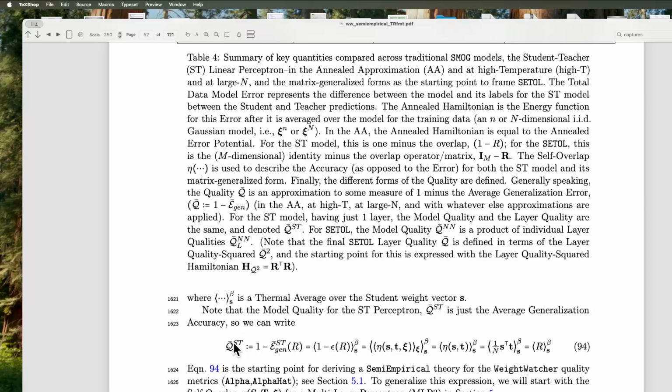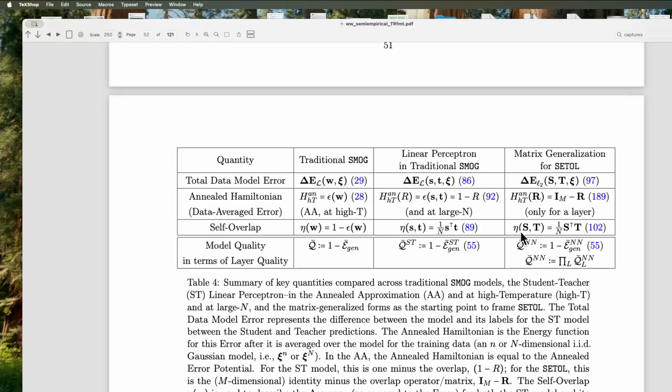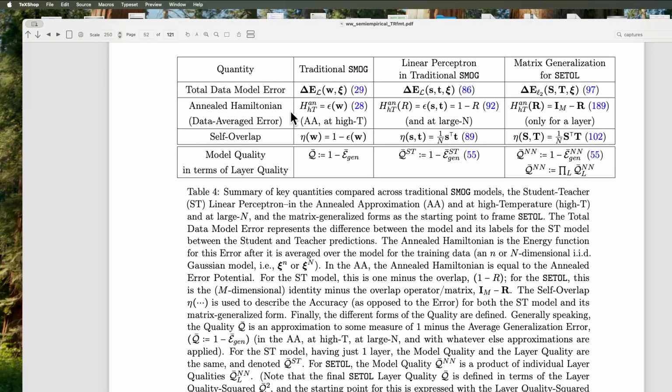And this is the key result. This is really the key result of this whole thing: I can estimate the quality or the accuracy of a layer of a perceptron simply by looking at how the model overlaps with all possible students which try to mimic it. And this is the core idea which is generalized in WeightWatcher. If I can write the quality of a student-teacher model perceptron as just the average over R, then I can write the quality of a layer in a neural network in terms of the matrix S transpose T. So here we have this idea that it's very easy to generalize the linear perceptron in traditional statistical mechanics to a matrix.